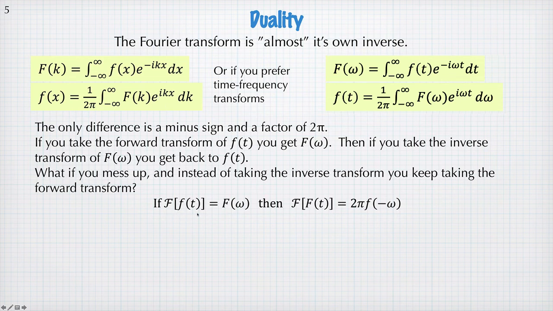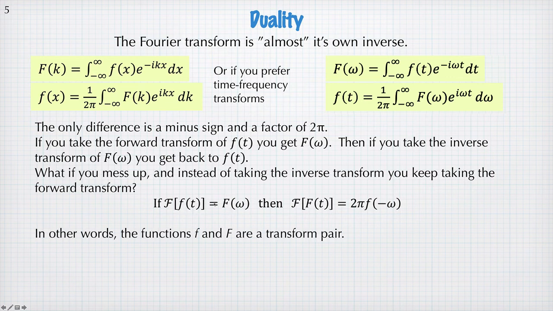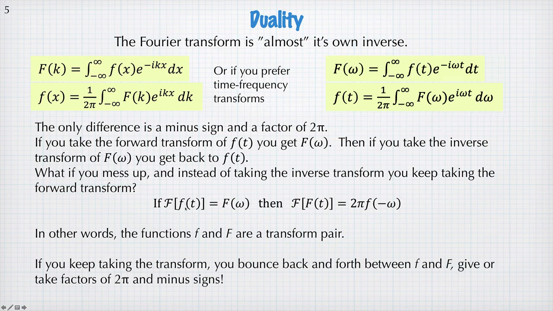But the important thing to realize is that the functions little f and big F here form a Fourier transform pair. If you start off with a function little f and take Fourier transforms or inverse Fourier transforms, any combination of them, no matter how many times, you always bounce backwards and forwards between the functions big F and little f with scalings of 2 pi and negative signs and changes of variables from t to omega or x to k, but you always have this pair of functions that follow each other around. So if you keep taking the transform, you bounce backwards and forwards between the function little f and big F, give or take factors of 2 pi and minus signs.